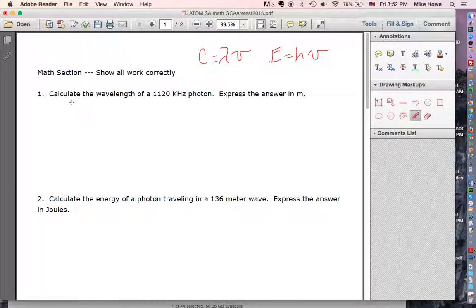So 1120 kilohertz, we'll need to change kilohertz into hertz to begin with. So we'd have 1120 kilohertz, and we'd multiply that with kilohertz on the bottom and hertz on the top. And we know that a kilo thing is 1,000 things, so 1 kilohertz is 1,000 hertz, or 1,120,000 hertz. 1,120,000 hertz is the same thing as 1,120,000 reciprocal seconds. Remember, hertz are a cycle per second.